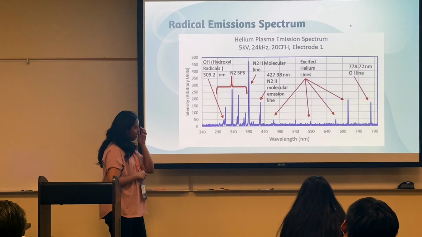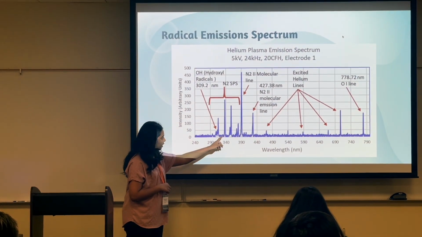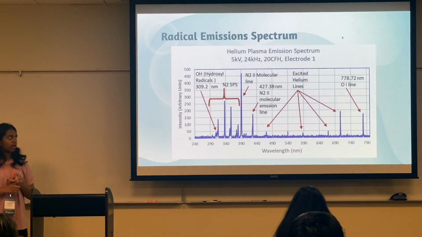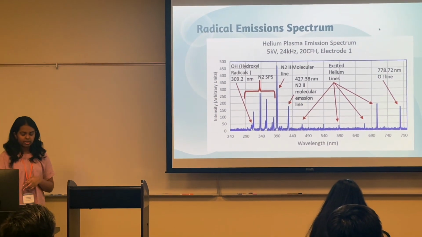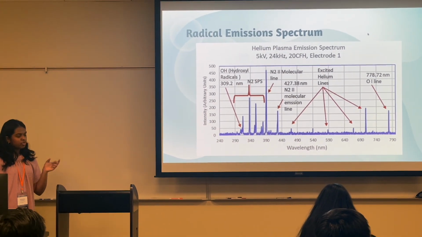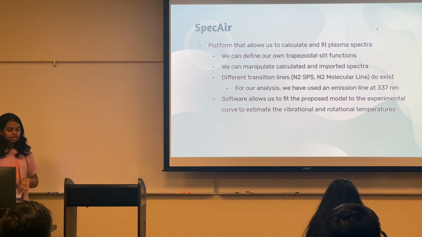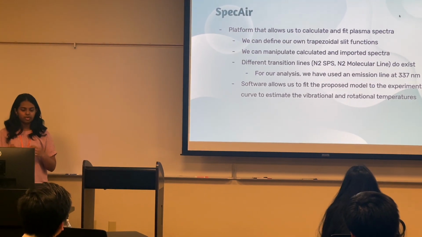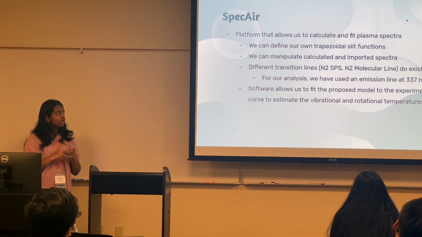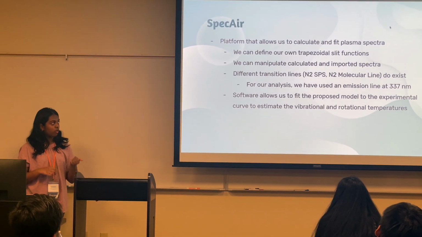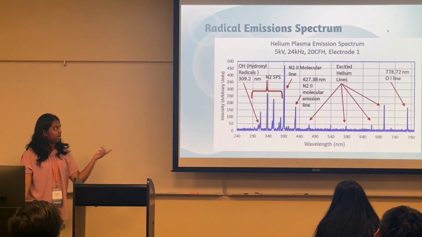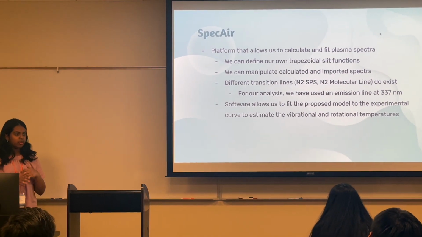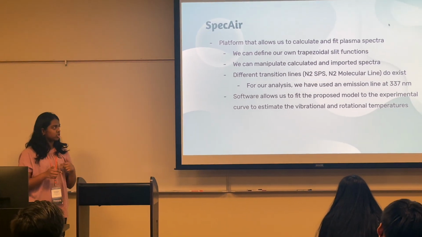And what we've done, we've decided to go through the interval from 350 to 400 nanometers, which includes the N2 second positive system and the N2+ molecular line. And so those are the two transitions that we were most focused on. So in SCCUR, we basically calculated and fit plasma spectra based on a trapezoidal split function, multiple transition lines like the N2 SPS and the N2+ molecular line, as I was talking about over here. And we used a main line at 336.91 nanometers. That was like our most important transition line.